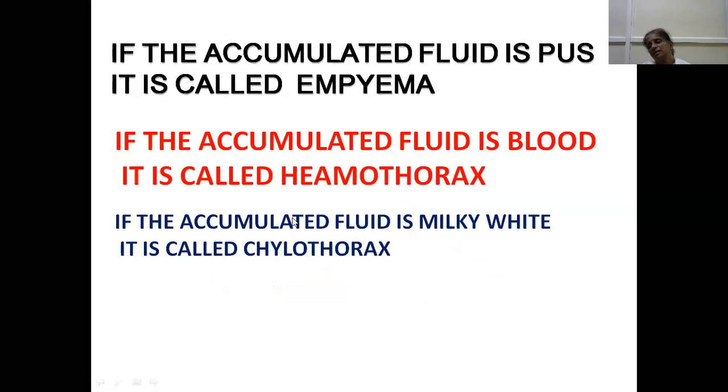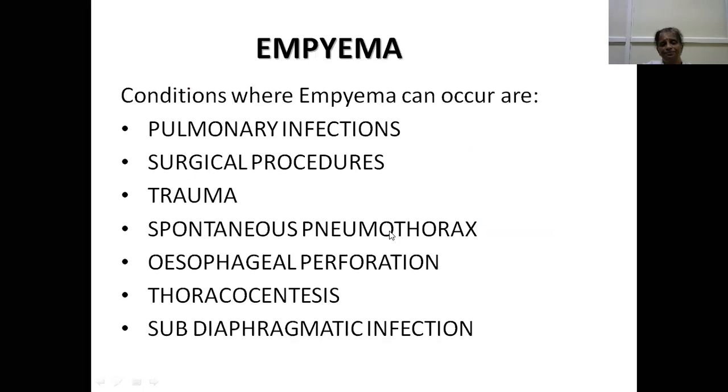If the fluid is straw colored, then you should suspect tubercular effusion. If the fluid is yellowish and thick, turbid, then it is pus, and it is called empyema. If the fluid is blood, it is called hemothorax. And if it is milky white in color, it is called chylous effusion.